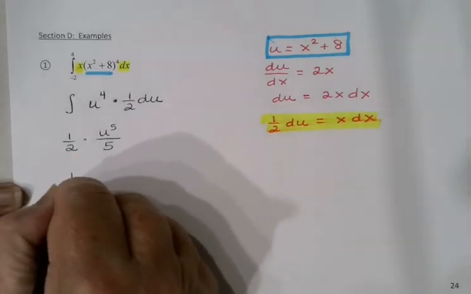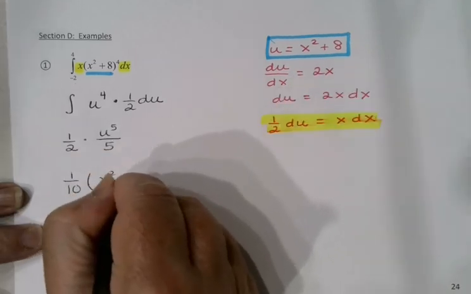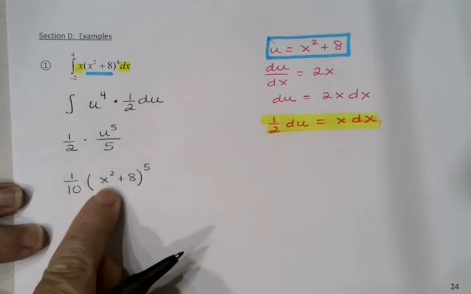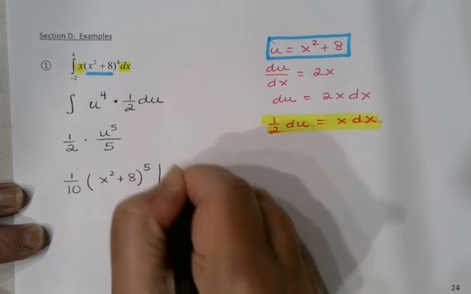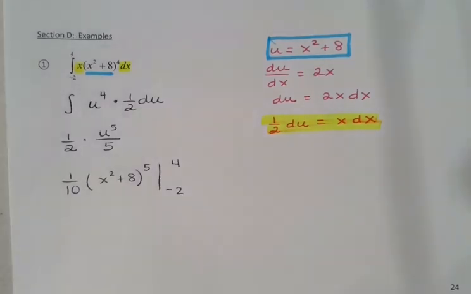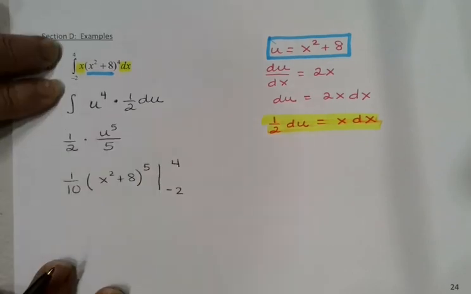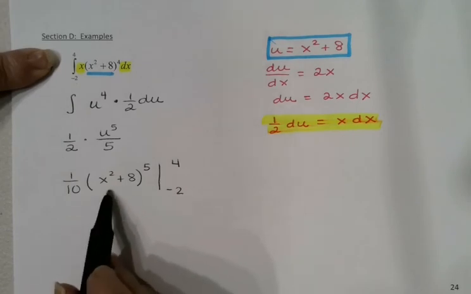So I have 1/10 times the u, which is actually x squared plus 8 to the 5th power. And now that I've got the x back, I'll put my limits of integration in to do that FTC. Okay. So I don't put the -2 and the 4 in when they're u's. I only put them back in once I get back to the x's.